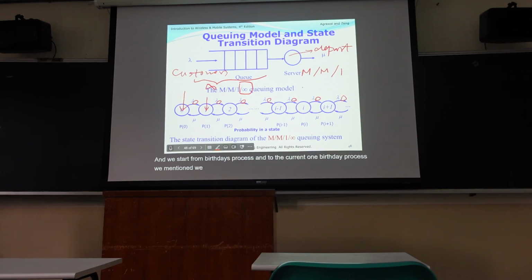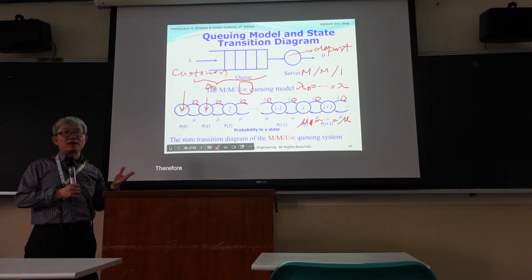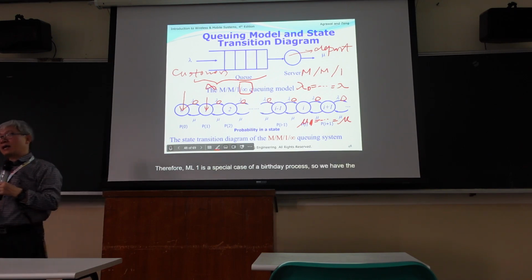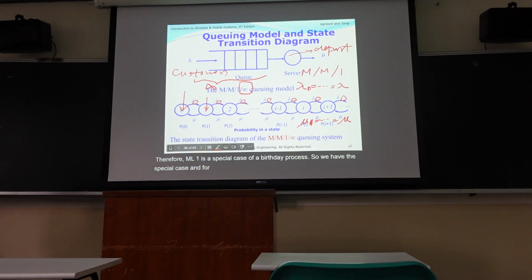So this is 0, 2. The others equal to lambda. Likewise, mu 0. It should be mu 1. So the others equal to mu. Therefore, M1 is a special case of a birth-death process. So we have the special case already, and for the special case, we will have the variation for the performance measure.